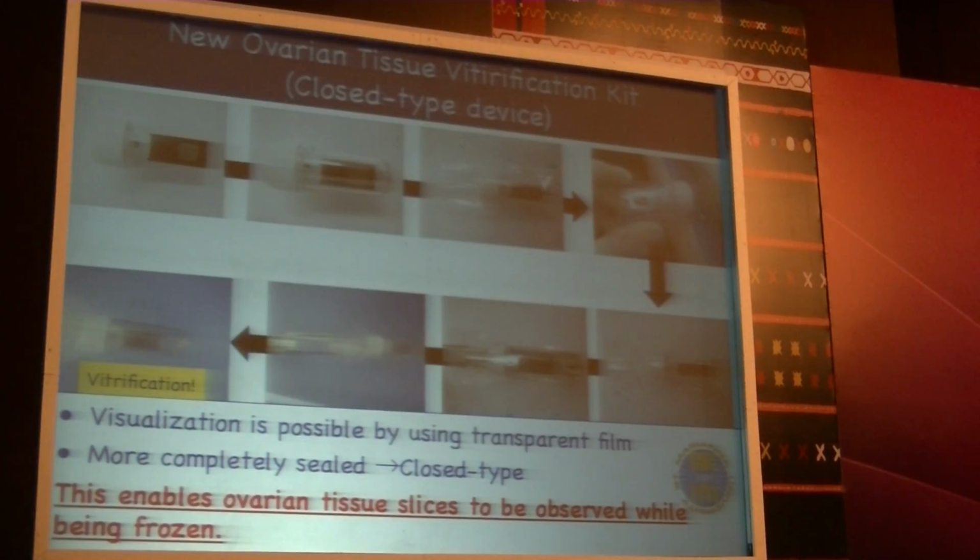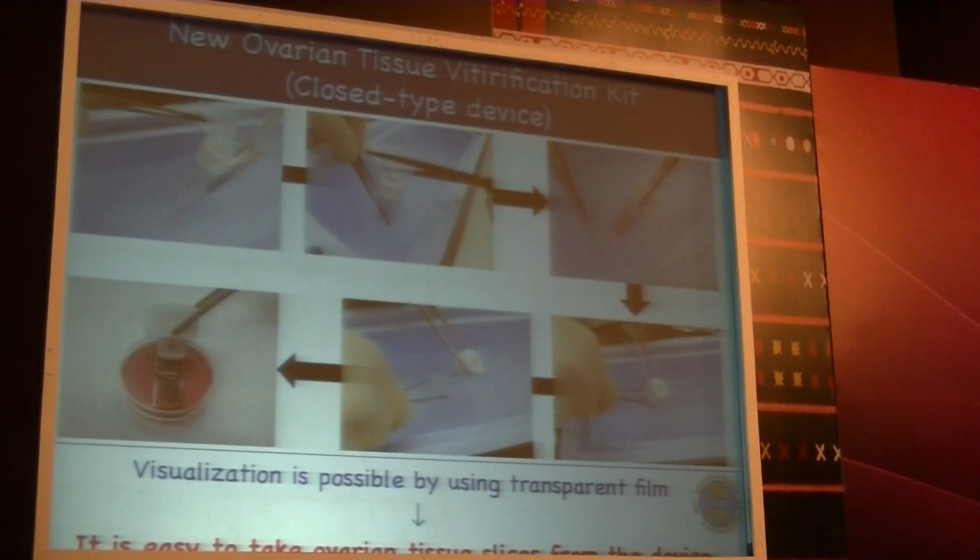Visualization is possible by transparent film, and it makes the device more completely sealed. This enables ovarian tissue slices to be observed while being frozen. As you can see in this slide, it is easy to take ovarian slices from the device since visualization is possible by using the transparent film.